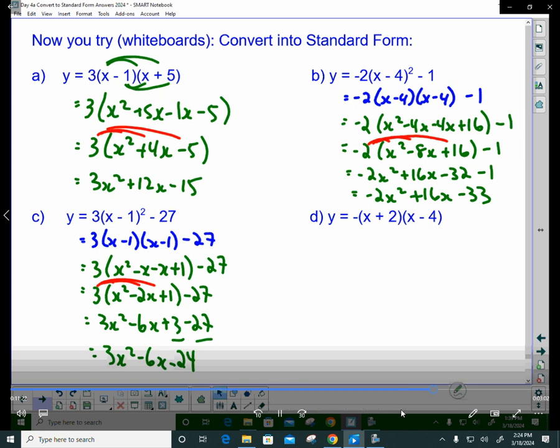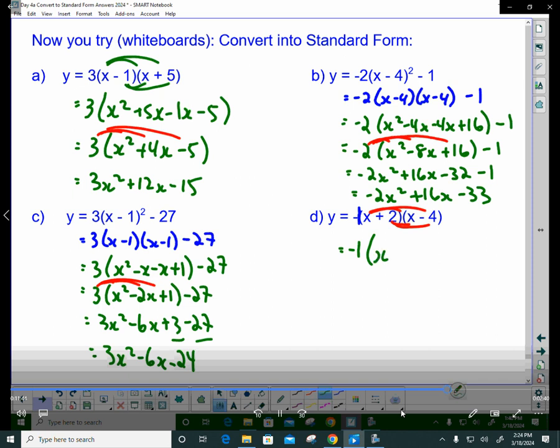Now in D, you'll see there's just a negative. Well, remember that there's actually a number in front of there. That negative actually represents a negative 1. So we can put a 1 right in there to remind us that. But I'm not going to rainbow the negative until I rainbow the x plus 2 and the x minus 4. So let's rainbow that right now.